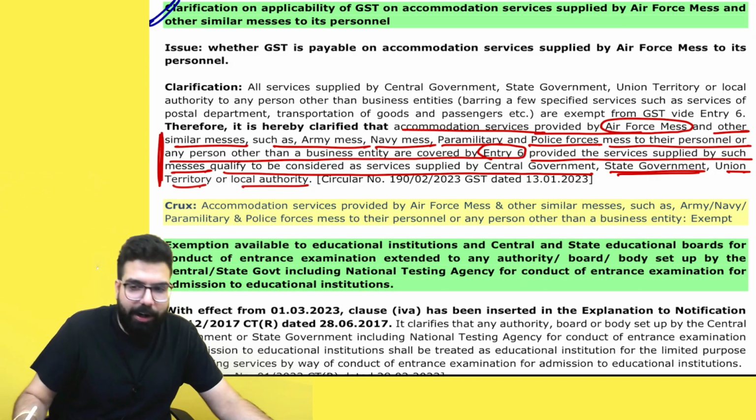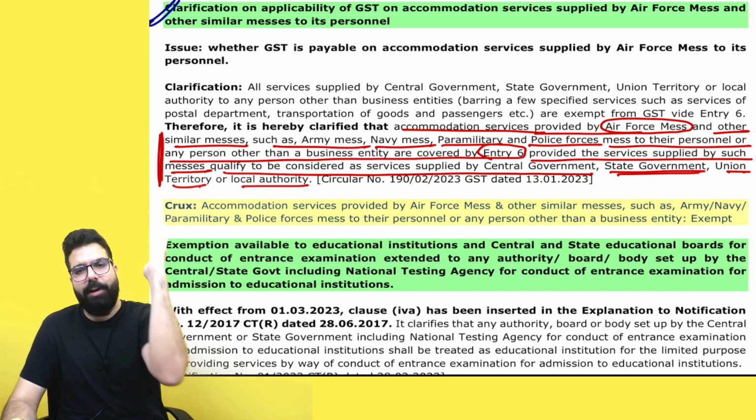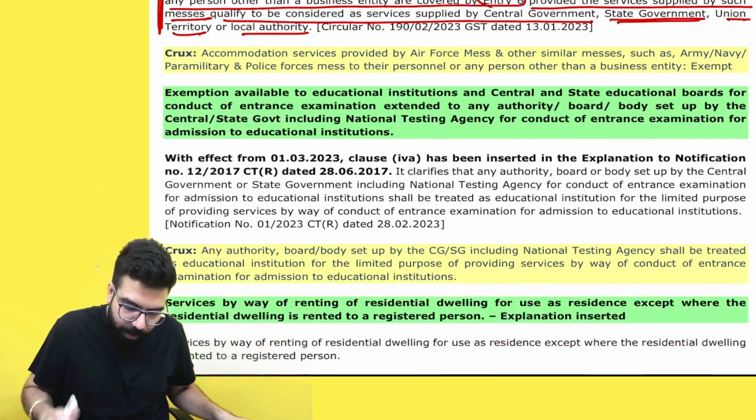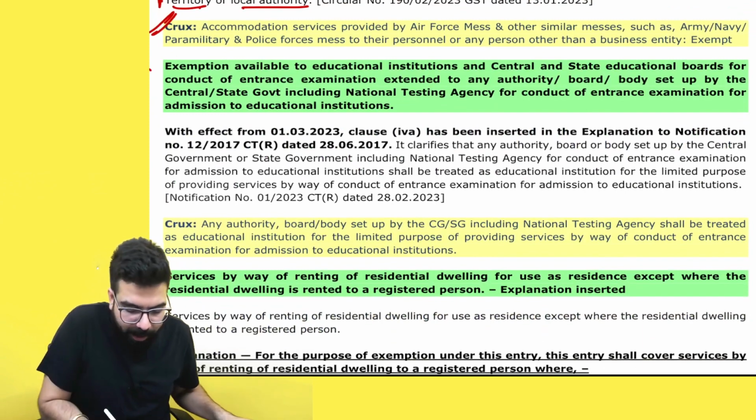But here they have told only about the exemption. Is my point clear to all? Can we go ahead, everyone? That's all I have told over here. Please come to the next one.